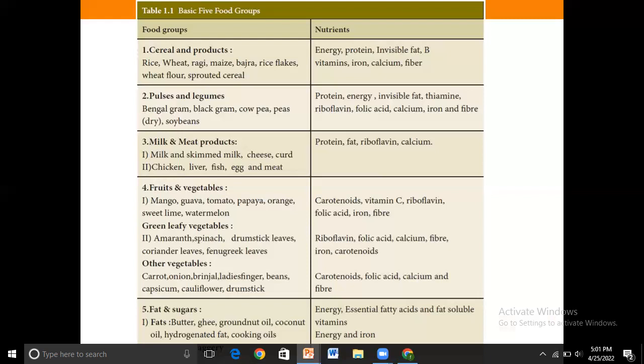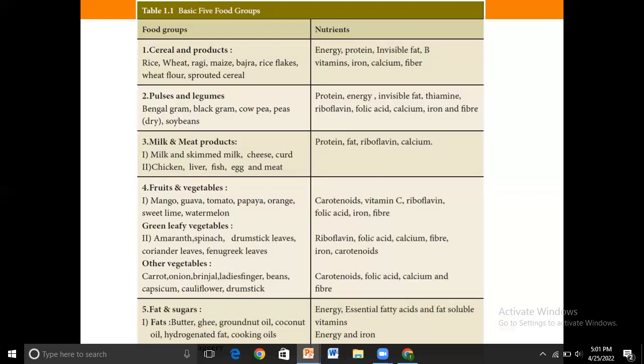Then the fourth category is fruits and vegetables. It consists of all the fruits and vegetables, and it can be divided into two. First is the green leafy vegetable category, which is all the leafy vegetables like amaranth, spinach, fenugreek leaves, coriander leaves, curry leaves, drumstick leaves, all the green leafy stuff. Then the next category is other vegetables. Whatever is not included in the green leafy vegetables, like carrot, onion, brinjal, lady's finger, all the other vegetables come under other vegetables. These provide a lot of vitamins and minerals like folic acid, iron, fiber, riboflavin. It is rich in vitamins and minerals.